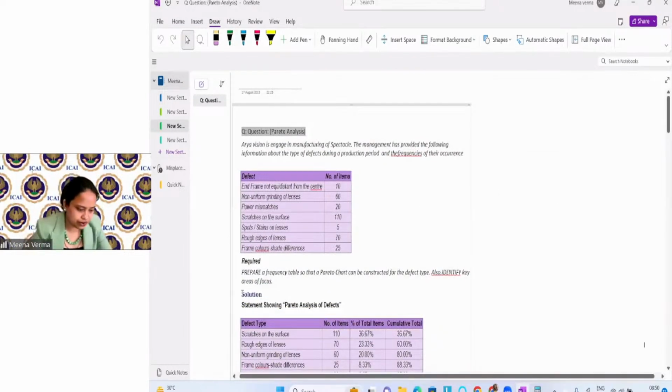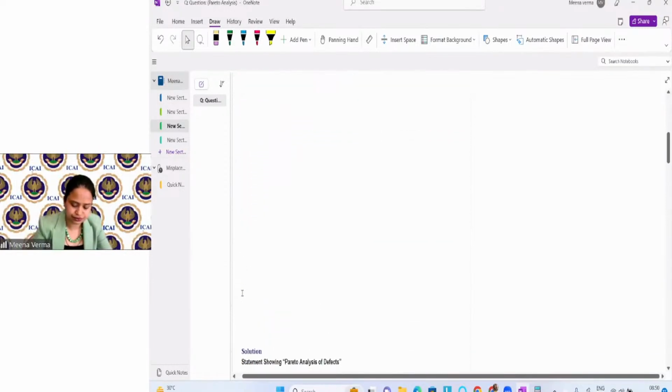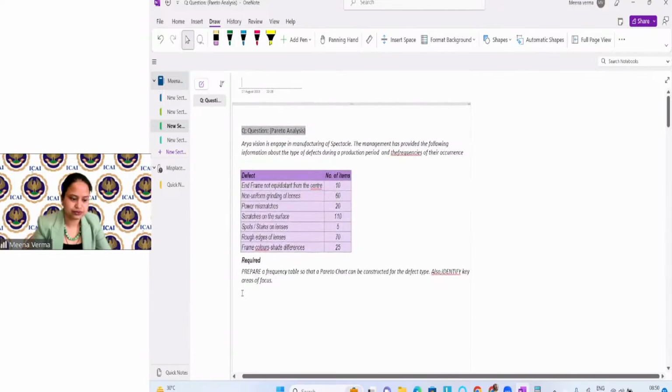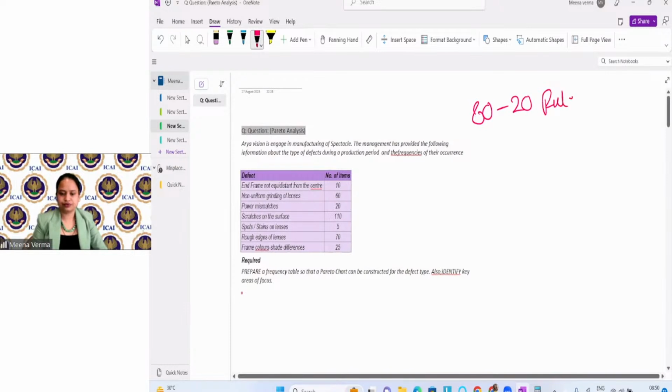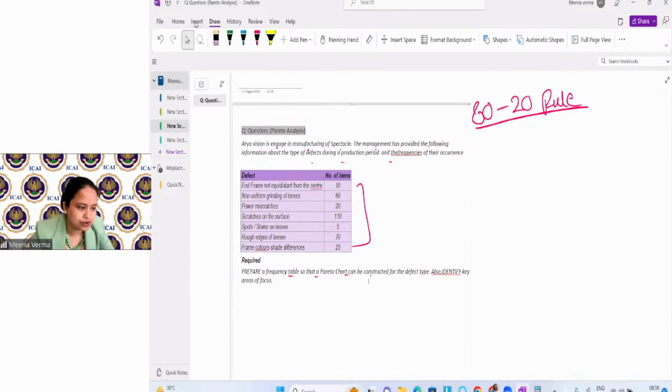This is the first question we have here. What we have to apply here is the 80-20 rule. Now see here what we have to do. Aryan Vision is engaged in manufacturing of specs. The management has provided the following information about the type of defects during the production period. When they are preparing the specs, they have different types of defects. Prepare the frequency table so that a Pareto chart can be constructed for the defect type. Give me 1 minute. We will prepare a table here.